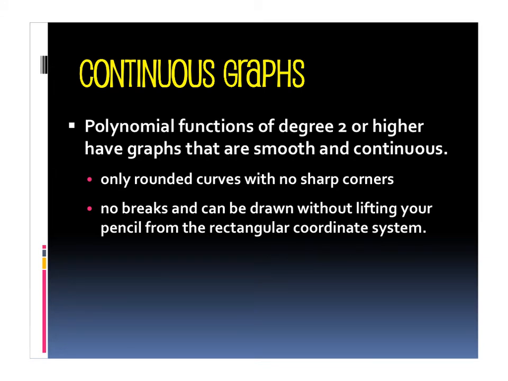Polynomial functions of degree 2 or higher, so x squared or higher, have graphs that are smooth and continuous, which means there's only rounded curves, no sharp corners. So these are not absolute value graphs, right? These are round, raised to a power. And there's no breaks, drawn without lifting your pencil from a rectangular coordinate system. So if I go from start to finish, I never have to pick my pencil up, okay? This is not piecewise. There's not going to be any breaks in your function. It's going to go fluid from one side to the other.